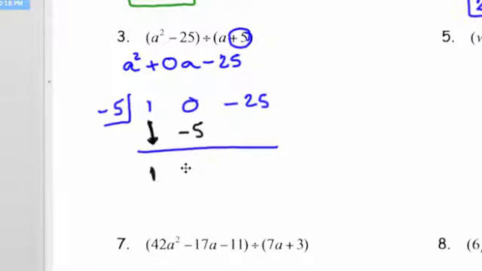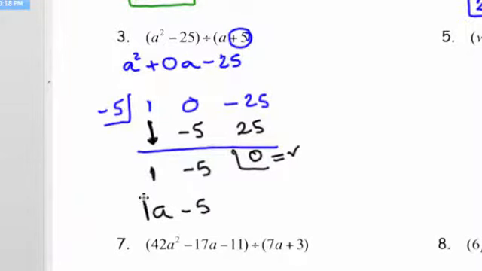0 minus 5 is negative 5. Negative 5 times negative 5, 25. Again, we are getting super nice numbers, no remainder. My degree was 2, my highest degree, so now it's going to be just 1. So I have 1a minus 5. Final answer.